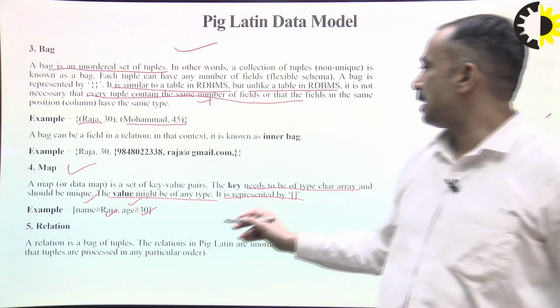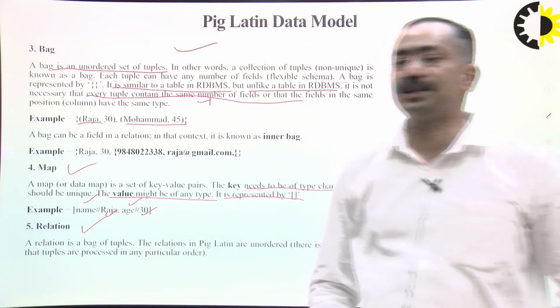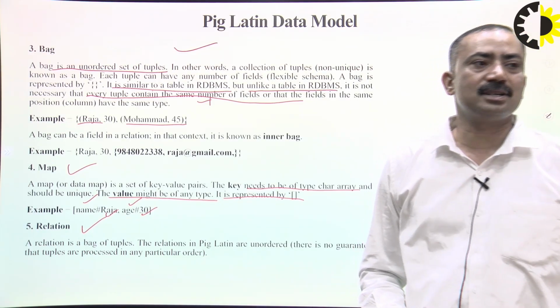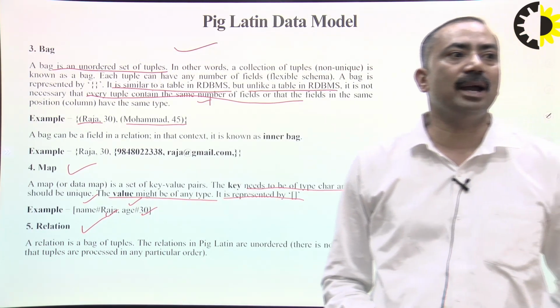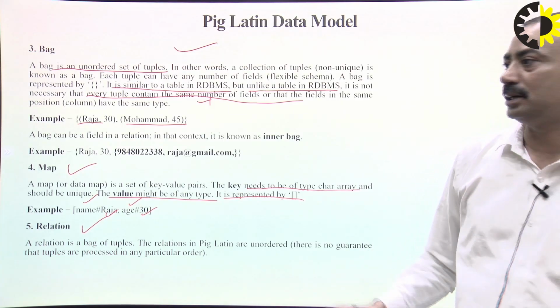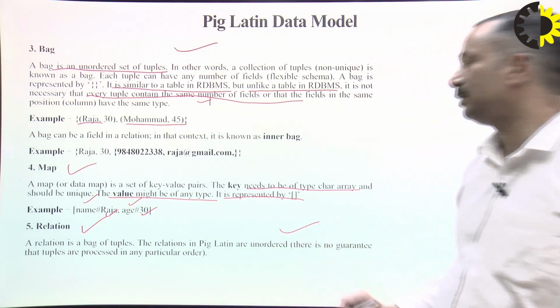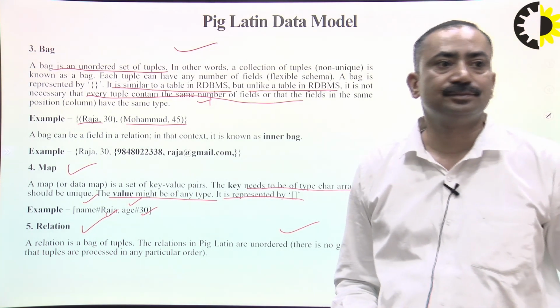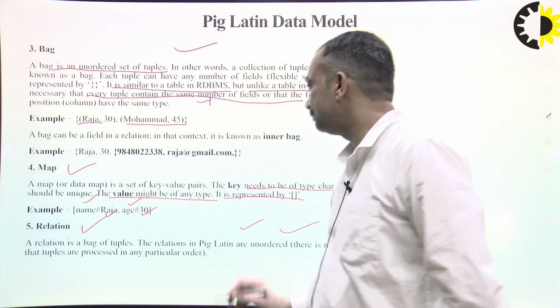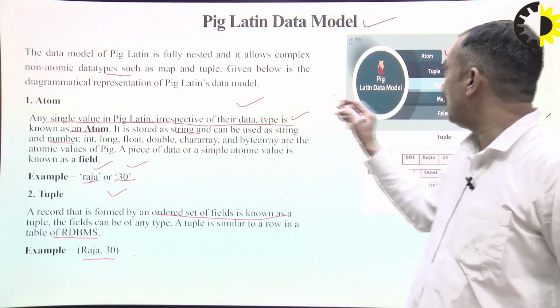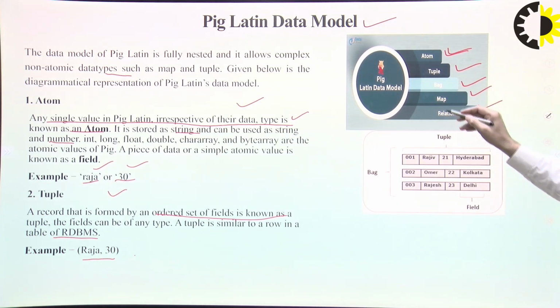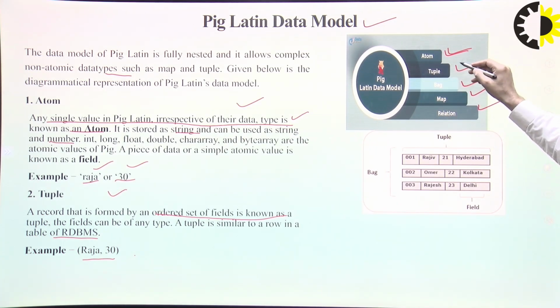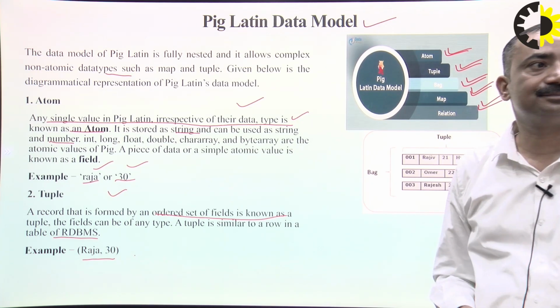And the last data model is a relation. A relation is a bag of tuples. The relations in Pig Latin are unordered. So these 5 are the Pig Latin data models. First one is atom, second one is tuple, third is bag, fourth one is map, and fifth one is relation.